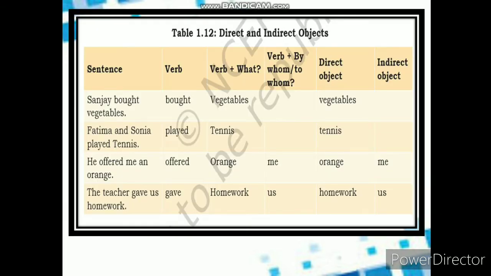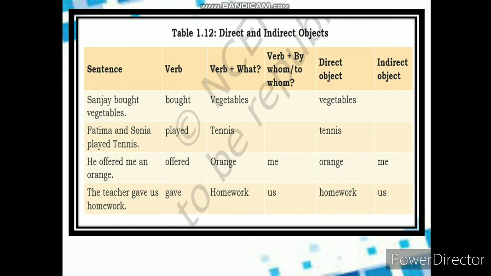Now we will see some more examples and practice finding the direct and indirect objects. First sentence, Sanjay bought vegetables. Verb bought. What? Answer of what is vegetables. So direct object is vegetables. Second one, Fatima and Sonia played tennis. Verb played. Answer of what is tennis. So direct object is tennis.